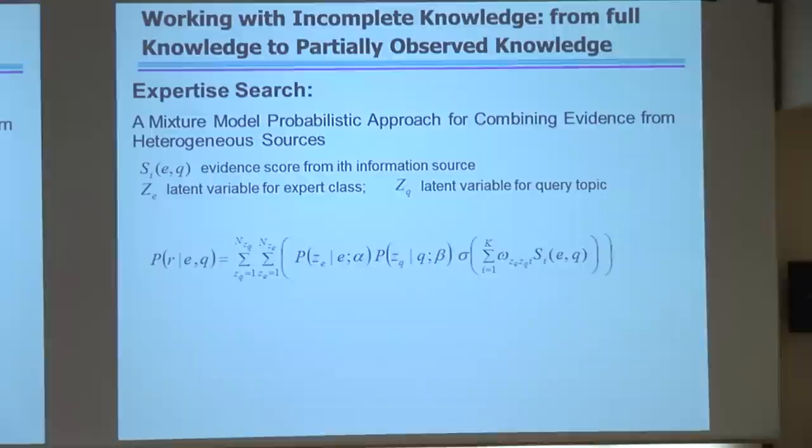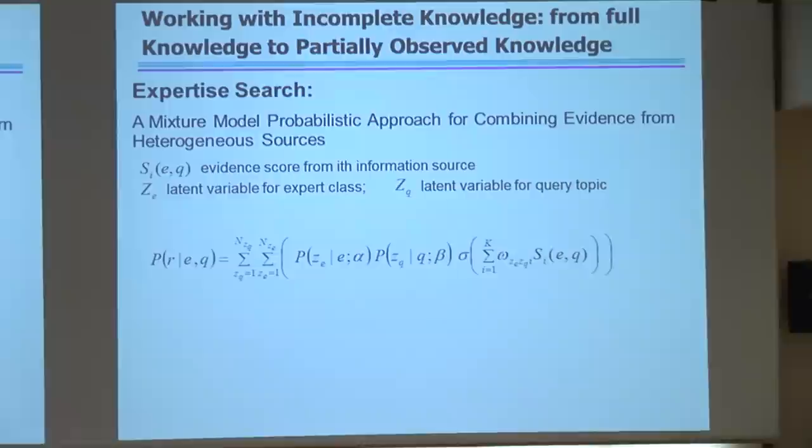Our model claims that there are different types of expert candidates and different types of information requests. Given this hidden representation of what type of expert they are, or what type of information request we are dealing with, we can combine the information sources in a more elegant way. For example, for young faculty members, we may not put too much weight on the supervised PhD dissertation. For a query like cancer treatment, we may not want to put too much weight on the homepage, but we want to put more weight on projects from the National Institutes of Health, and so on.